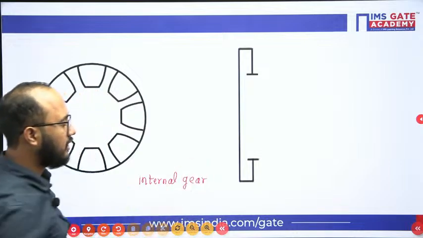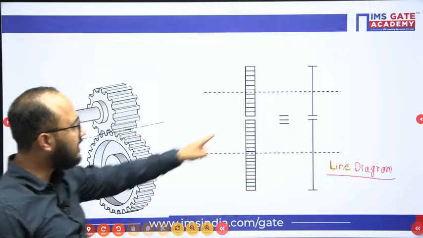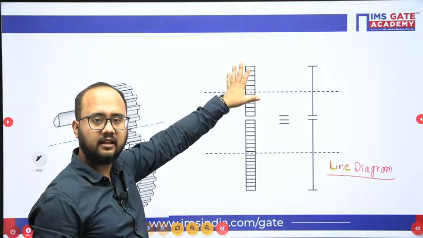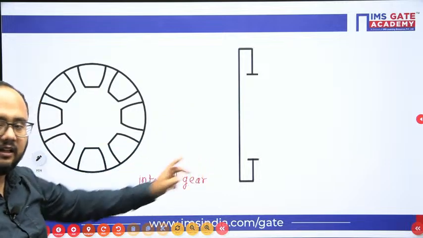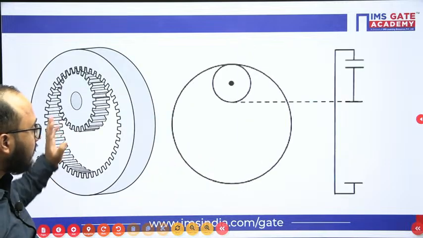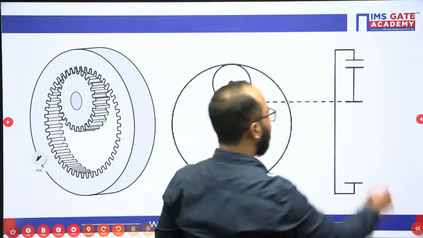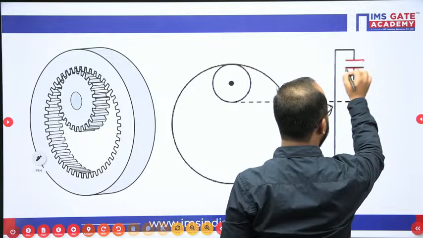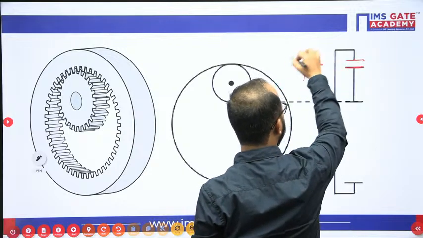Now see how the teeth are cut for an internal gear and how the teeth are cut for an external gear. This is the external gear, right? And this is the internal gear. So how are the teeth cut here? I hope it is clear. Now the meshing of external and internal gear: how is the meshing represented? Whenever meshing happens, these 2 parallel lines will show.